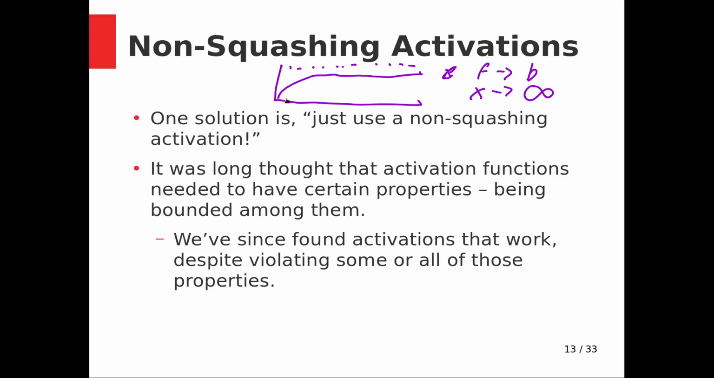And if you think about it, that kind of means your function has to squash, right? It has to have some kind of structure like this, where it flattens out, and in this flattened area, as you approach your bound, your gradient is going to be small, right? And it turns out we've since found activation functions that work even though they're not upper bounded and don't squash.